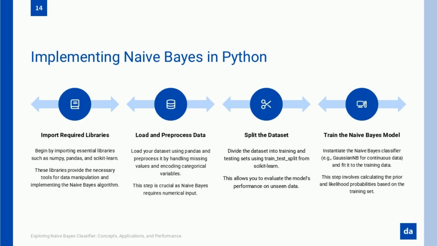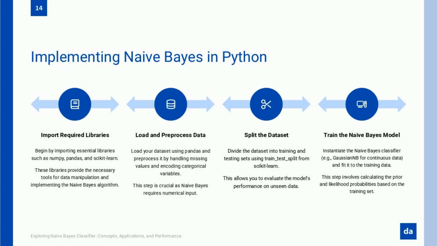Once the libraries are in place, the next step is to load and preprocess the dataset. Data preprocessing is critical, as naive Bayes requires clean, structured input. This means handling missing values, encoding categorical variables, and normalizing or discretizing continuous features if necessary. Whether it's text classification or numerical data, proper preprocessing ensures that the model performs at its best.